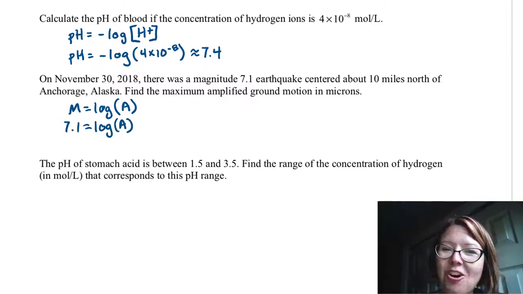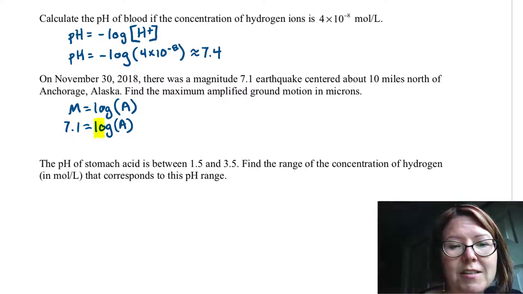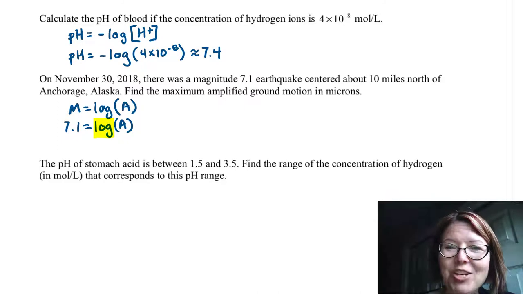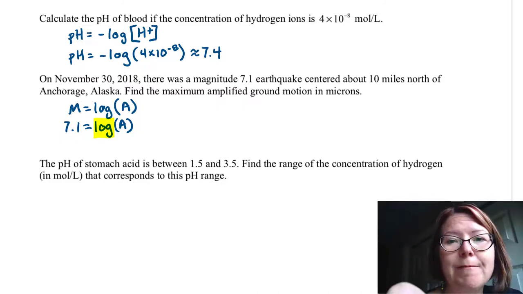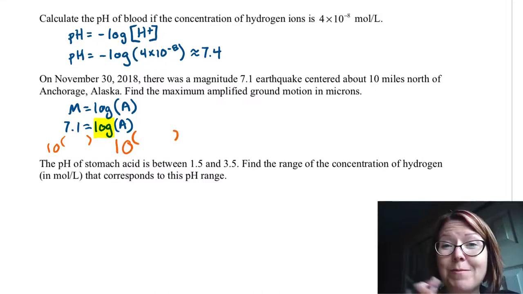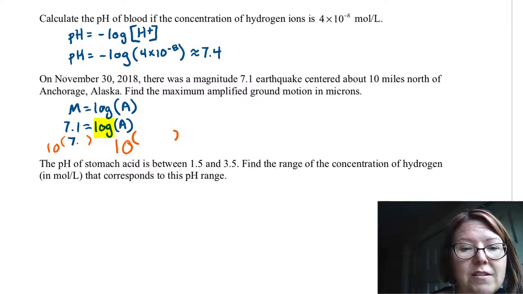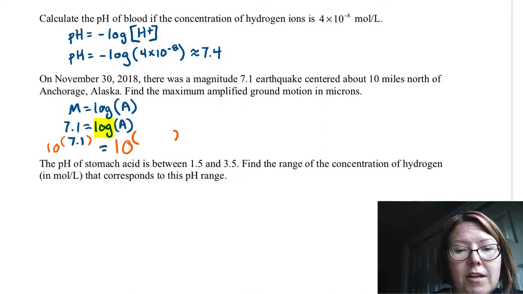Now, how do we solve a log equation like this? Well, the base on the log is base 10, right? So we want to raise both sides into the exponent of 10. We would write 10 to the something on the left and 10 to the something on the right. That something is a set of open and closed parentheses with space in between. So on the left, that's 10 to the 7.1. And on the right, that's 10 to the log of A.